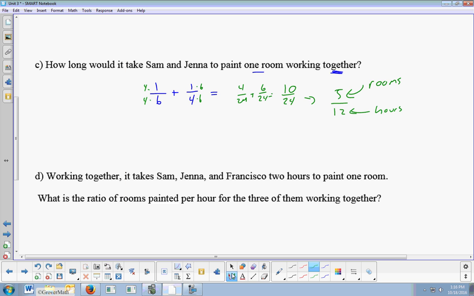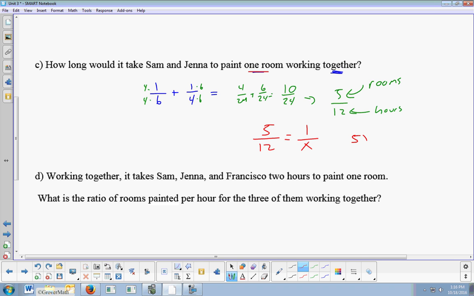But that can't be the answer because it doesn't say what's the rate. The rate is 5 rooms in 12 hours. It wants to know how long will it take them to paint one room. So we need to set up a proportion then. A rate of 5 rooms in 12 hours is equivalent to 1 room in how many hours? And so we set up a little proportion here and cross multiply.